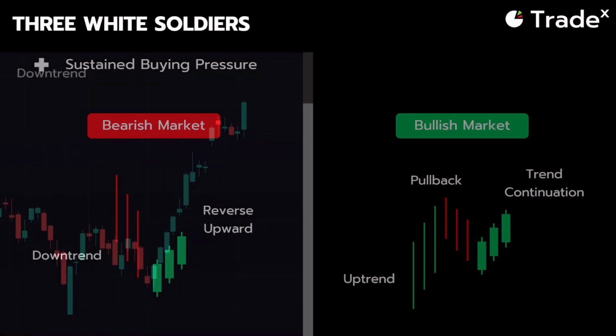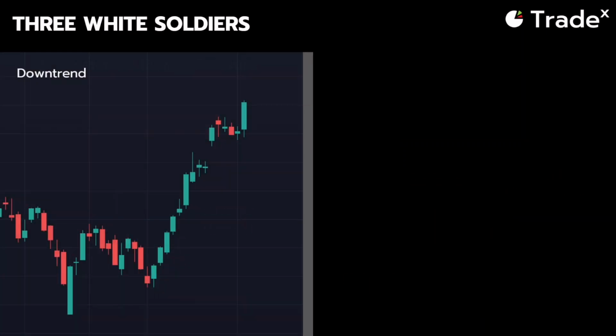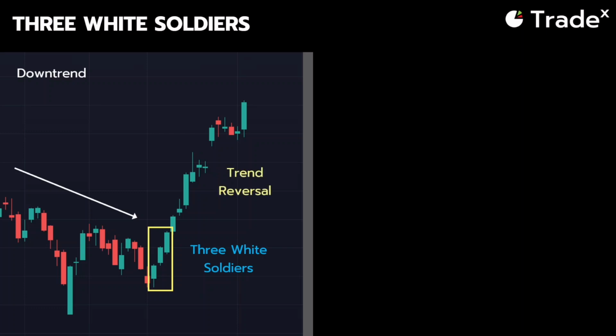An example to the left highlights a trend reversal. Initially, the price falls gradually, but the formation of the 3 white soldiers at a support level indicates a shift in market momentum. This pattern suggests that the downtrend may be reversing, paving the way for a potential uptrend.